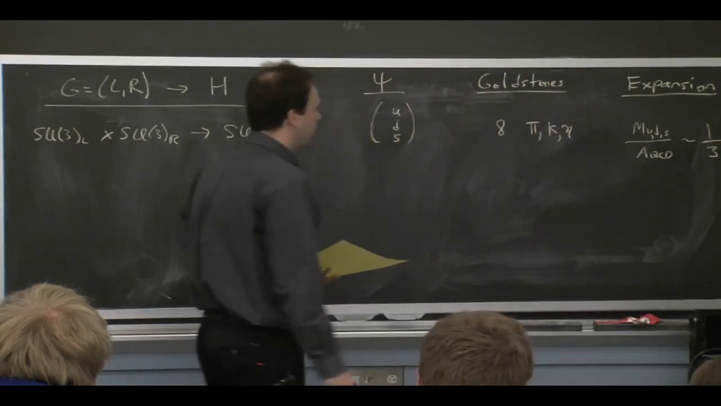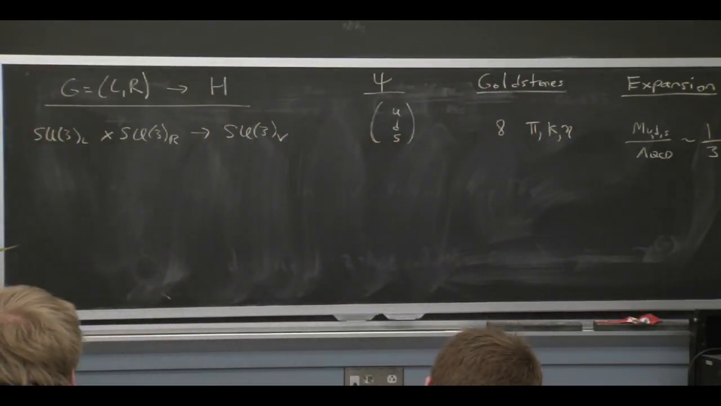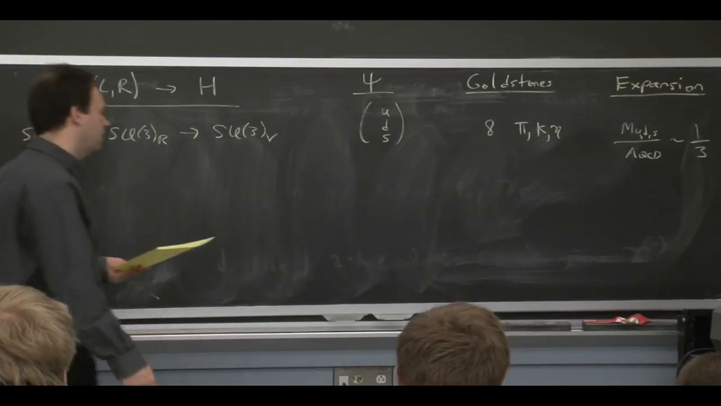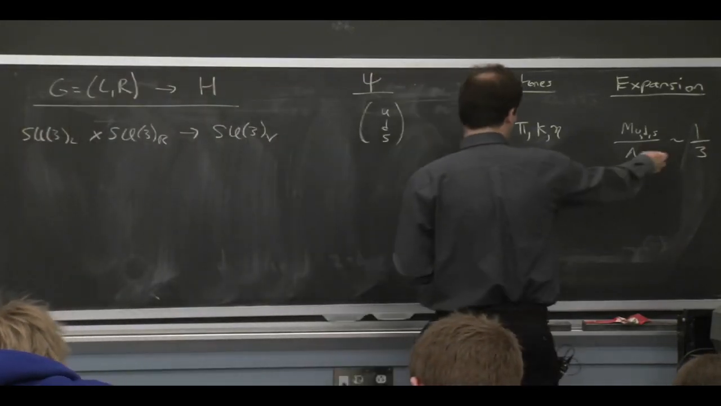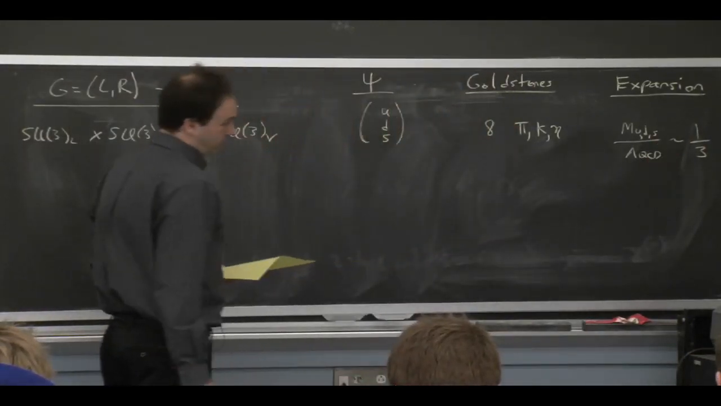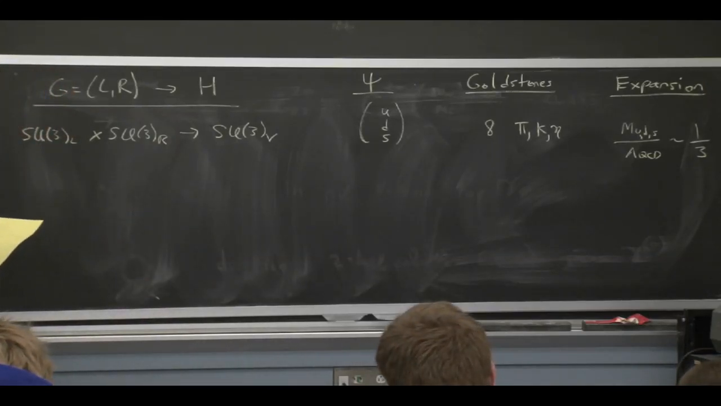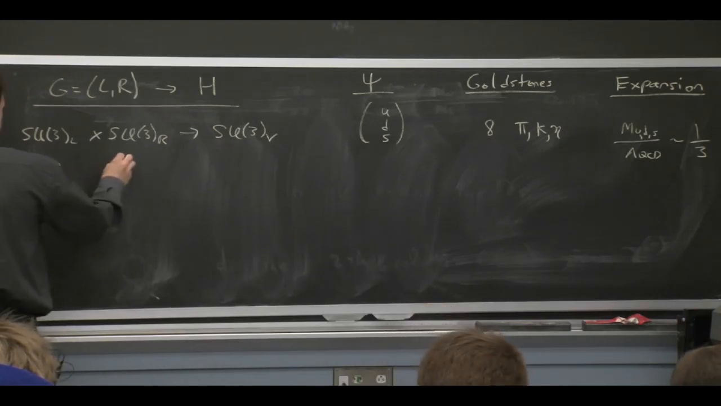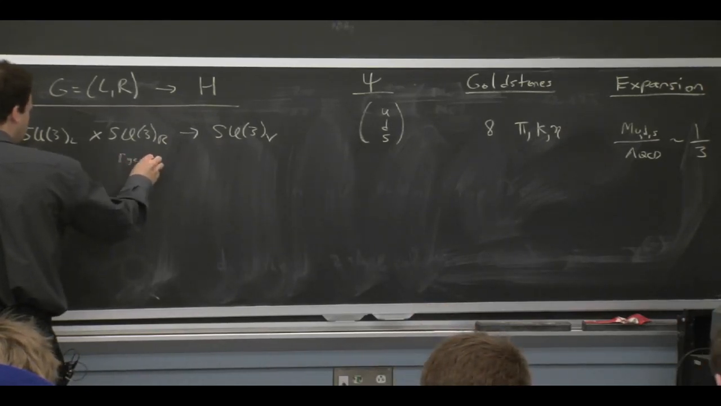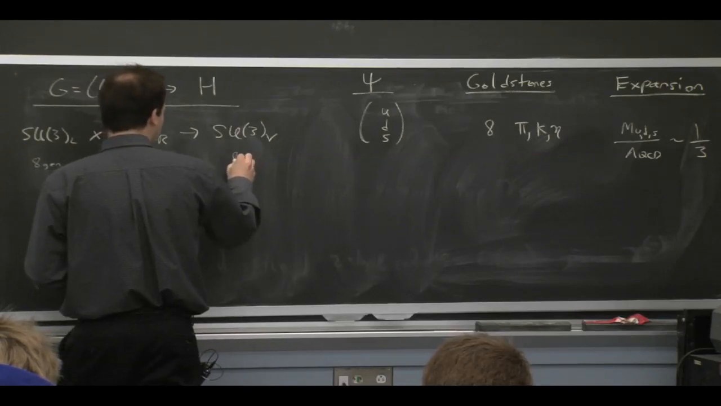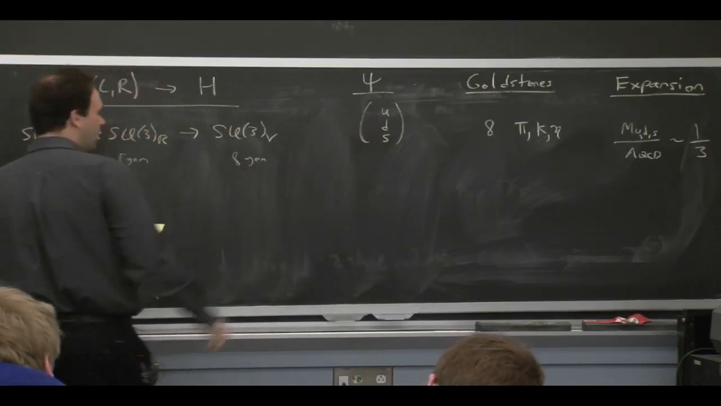And it's not so great because the strange quark mass is not that light. So you can think that the strange quark mass over Lambda QCD is maybe something like a third-ish, but you're not really getting better than that. Okay, so there were 8 generators here, broken to 8 here, and then you have 8 Goldstones.